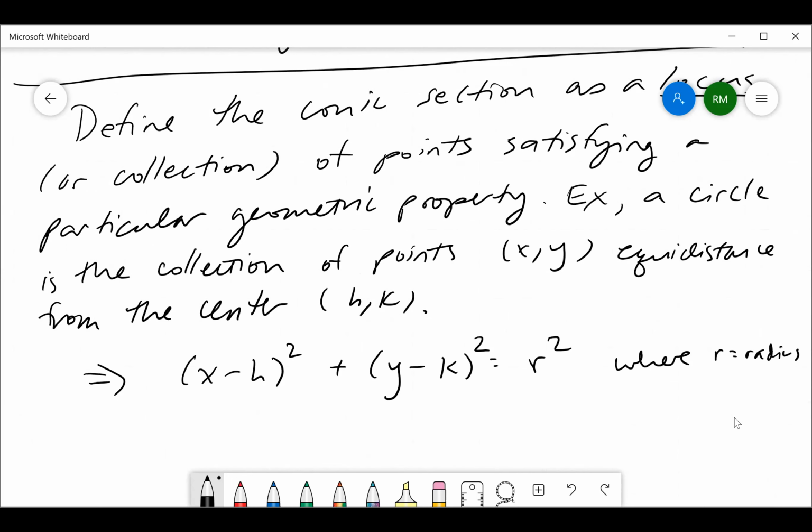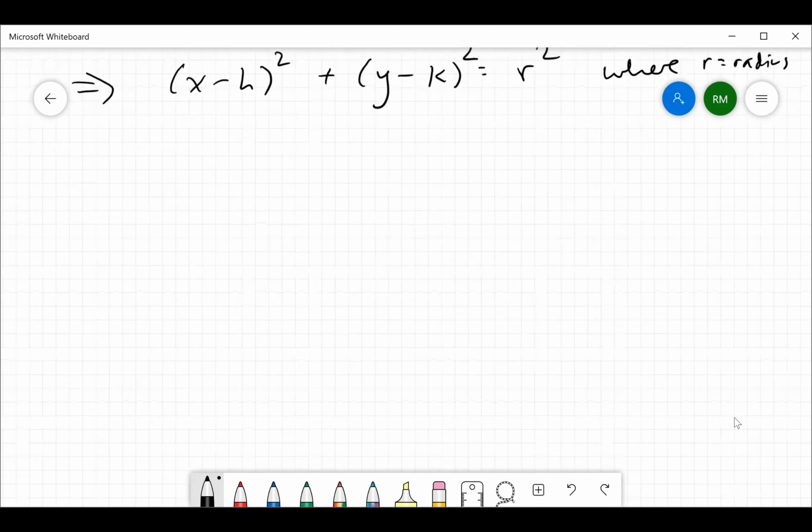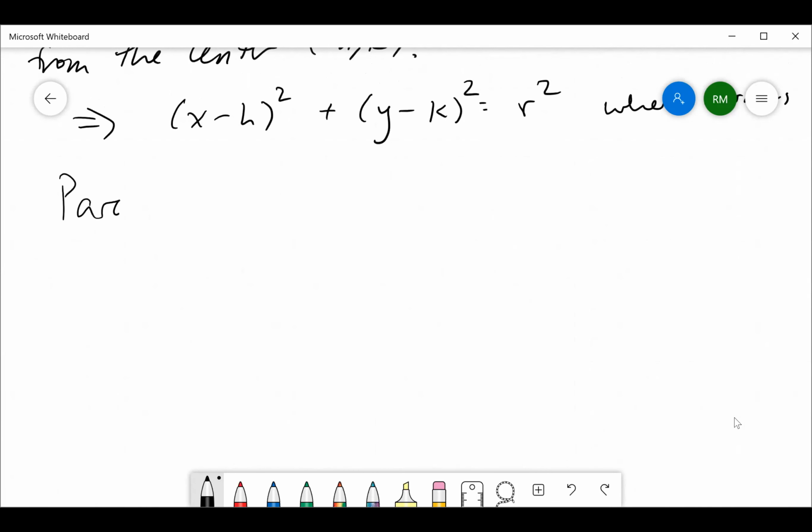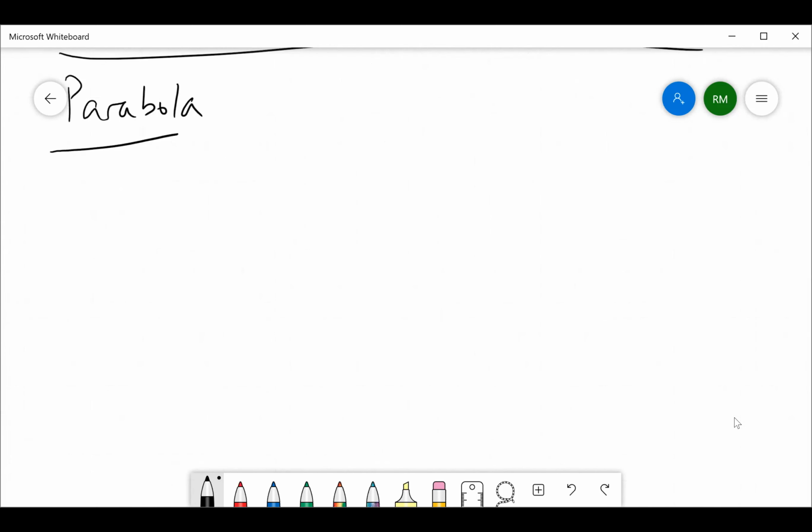So now you've seen all of the ways that we're going to use to describe conic sections, and we're going to go through the different conic sections we presented previously. So the first conic section we're going to talk about is the parabola. So what is a parabola? Well, let's first talk about it from this locus of points definition.